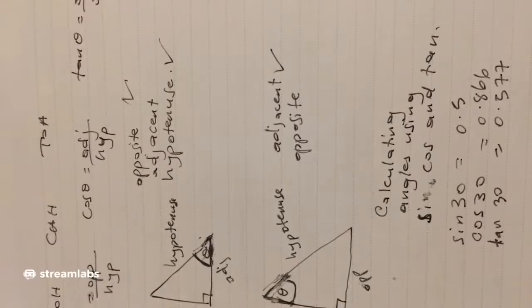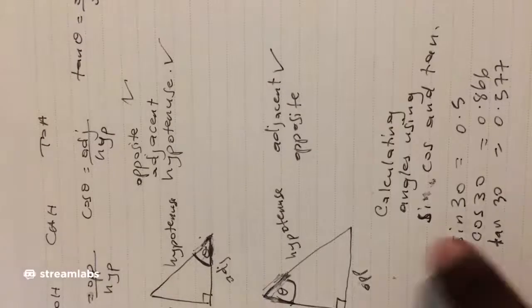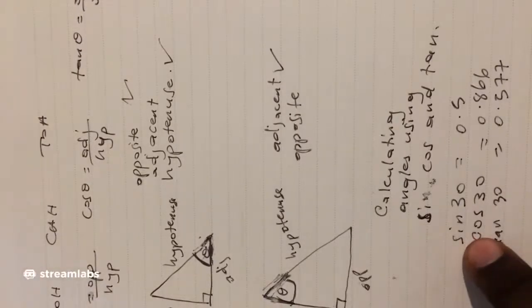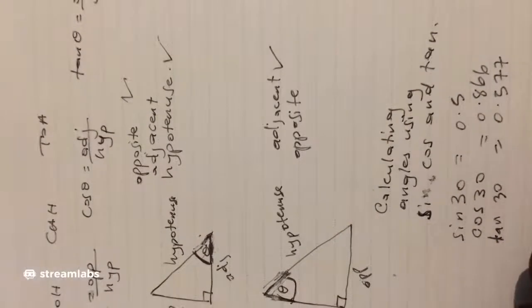If we don't have enough time, I'm begging you for 5 minutes, so I can do an example and I can give you something to do so you can practice in your spare time and ask questions if you have difficulties with it. So sine 30 is a half. Cos 30 is 0.866 and tan 30 is 0.577.